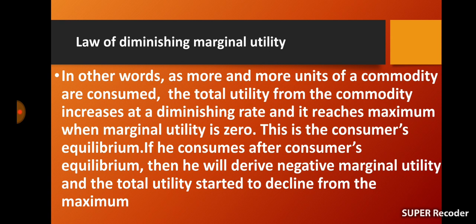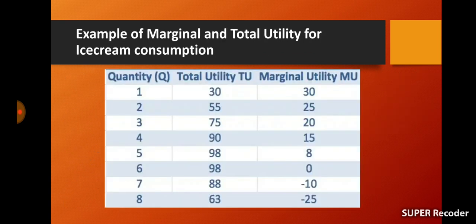And if the consumer consumes after consumer's equilibrium, then he will derive negative marginal utility and the total utility starts to decline from the maximum. That means total utility starts to decline when marginal utility becomes negative. Here, with an example, we can explain the law of diminishing marginal utility.